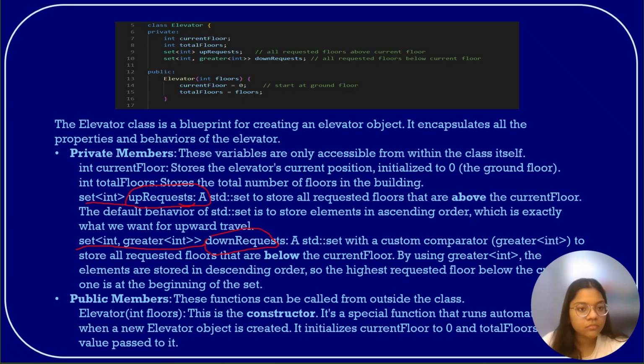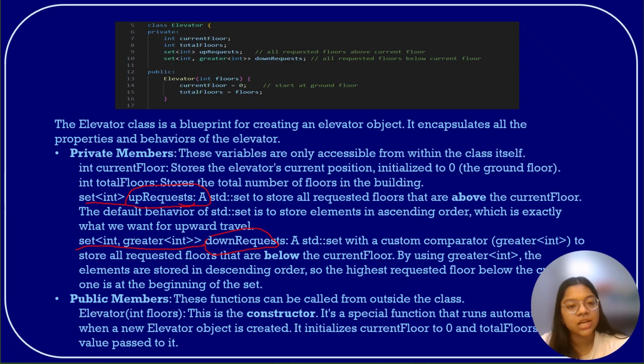Then in public member, I have written integer floors, current floor equal to 0, total floors equal to floors. What I have done here is, first in the main function, I would be taking an input of integer floors, which I have written here within the parenthesis. That is, we are talking about floors, whatever input is in the floors.